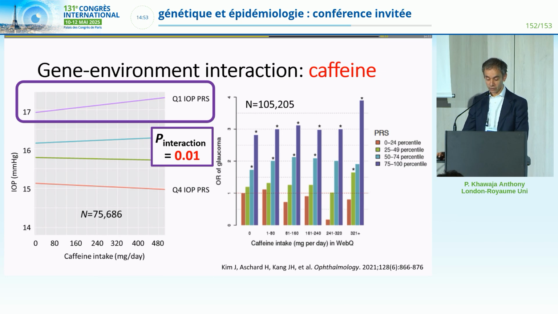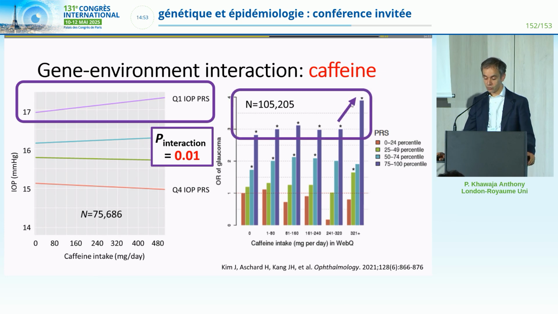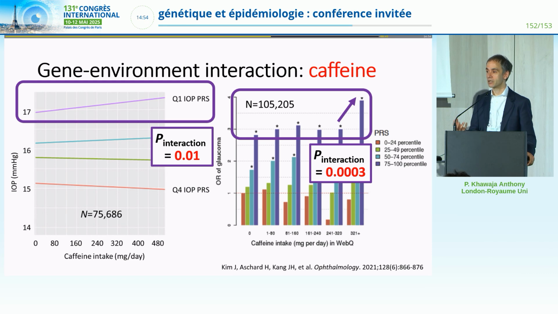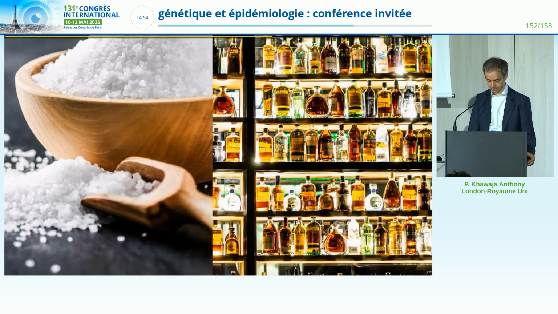And when you look at the prevalence of glaucoma as well, this only shoots up in those people at the highest quarter of genetic risk, a very significant gene-environment interaction. So caffeine may well be important for glaucoma, but only if you're genetically predisposed.